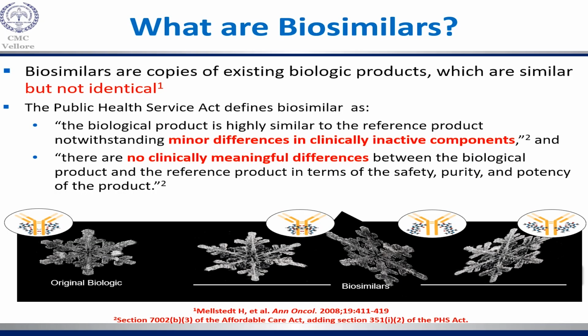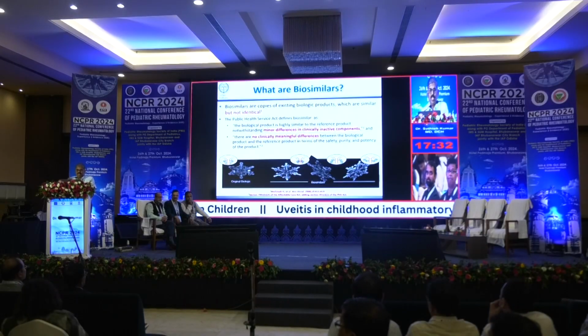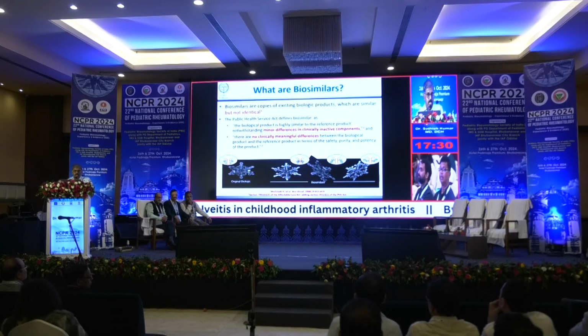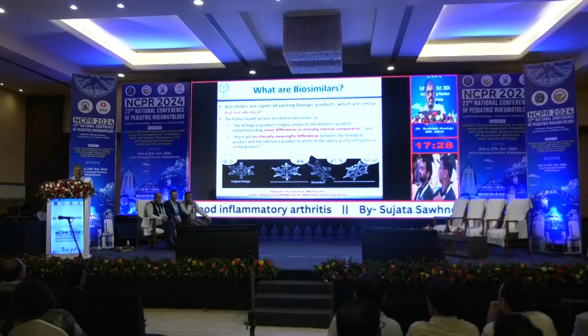So what are biosimilars? Biologics have a very big process. Biosimilars are copies of the existing biologic molecules which are similar but not identical. They are not like generic drugs. We know about amoxicillin, co-amoxiclav, where a lot of generic drugs come. It's not like a generic drug. It is similar, but it's not the same.